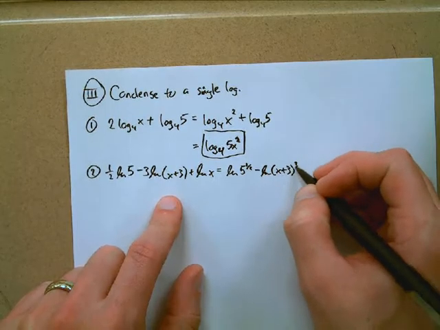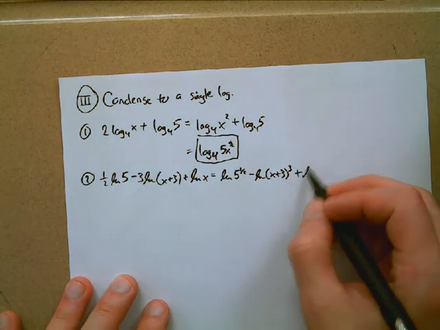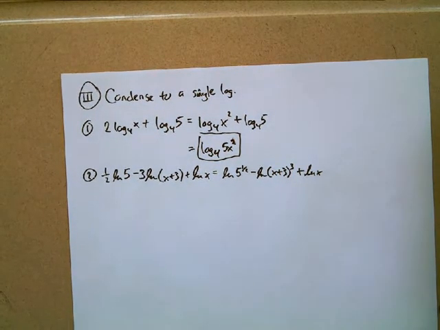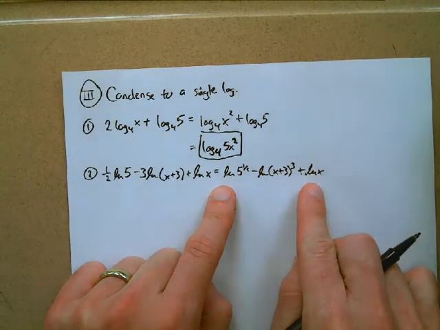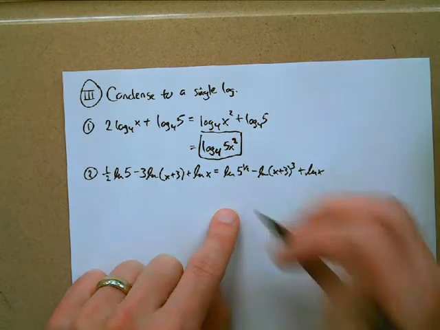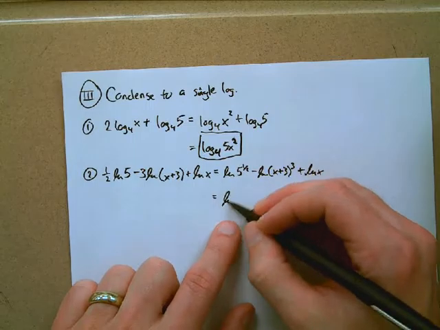Okay. Now, let's take care of these pieces because we have kind of 3 things. We have a subtraction and an addition. So let's just take care of it from left to right here, kind of following order of operations from left to right. Since we have subtraction, that'll become division. So natural log of 5 to the 1/2 over x plus 3 to the 3rd. And then we still have the natural log of x over here.